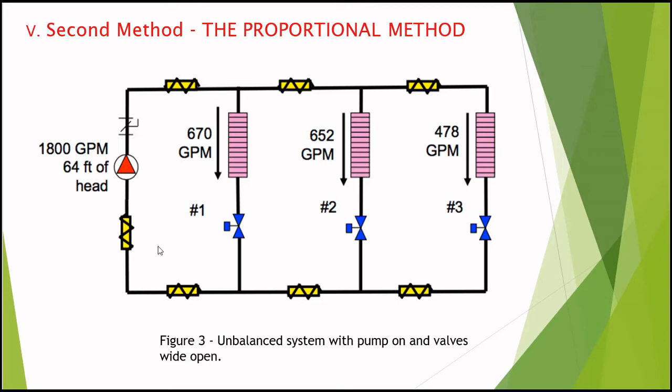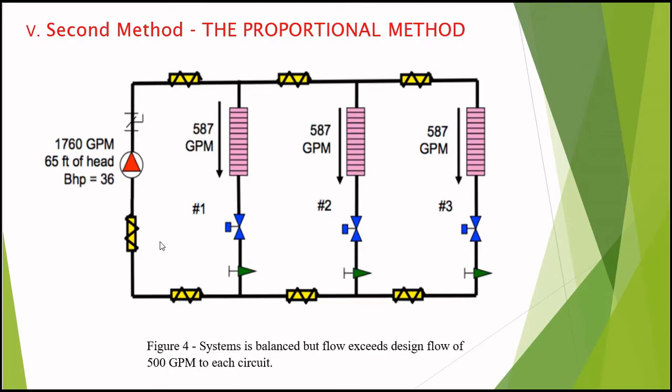What will happen next? The system is balanced, but it will still have an overflow: one third of the flow will be 587, 587, 587. Still we have overflow. This is a different point from the design, I mean it is not at the best efficiency point. At this point our system is proportionally balanced, but still has excess flow.